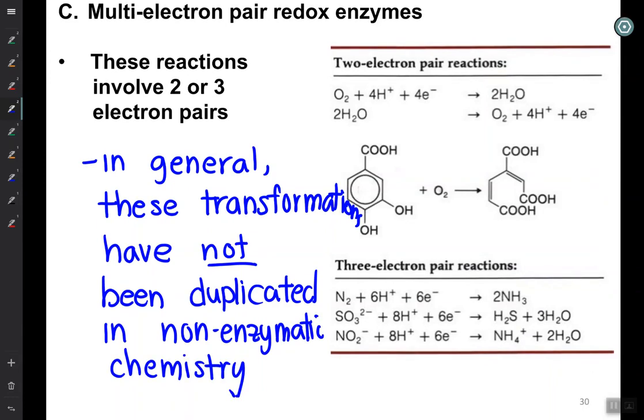Okay, so synthetic chemists have gotten pretty good. We're able to, in some cases, mimic the biological reactions using a synthetic system, but because of how complex these multi-electron enzymes are and the complexity of the reactions, we've not been able to, in many of these cases, reproduce the same reaction under similar conditions. So here are the 2-electron processes that we talked about, and 3-electron processes, electron pair reactions, so a total of 6 electrons, includes nitrogen reduction, sulfate reduction to H2S, and N2O reduction to ammonia.